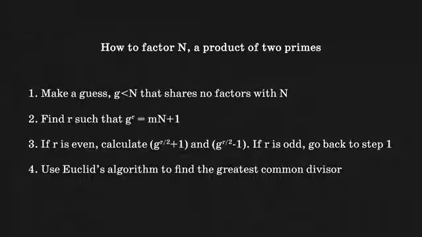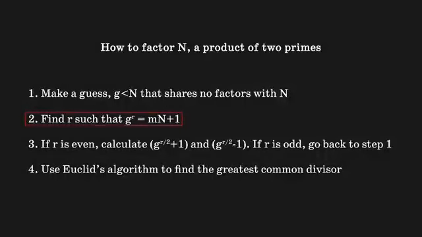Now, you don't need a quantum computer to run any of these steps, but on a classical computer, this method wouldn't be any faster than other methods. The key process that a quantum computer speeds up is step 2, finding the exponent you raise g to equal one more than a multiple of n.